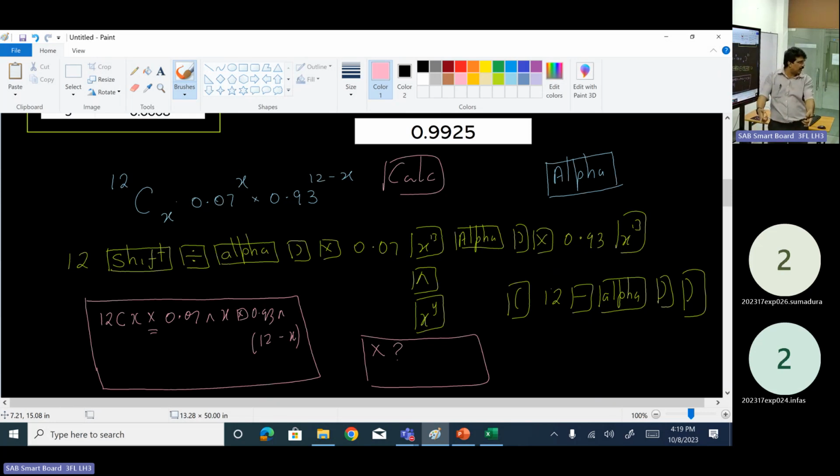So it is asking for x, so we have to give the value, right? What is the first value we have to give? x equals 0. So when it is asking for x, give 0 and press equal. You get the answer straight away. Next, again calc, it will ask for x, give your value, 1, equal. Calc, it will ask for the value, give the value.